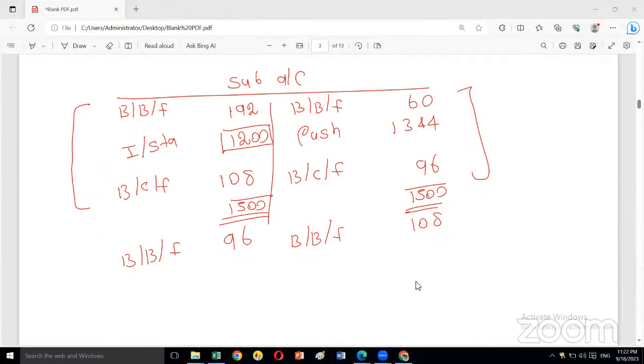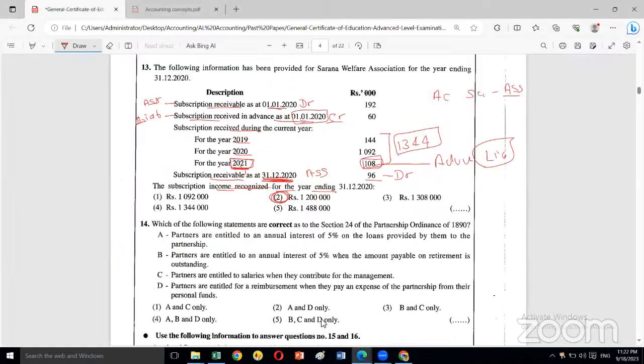Okay, done. Okay, so now I'll explain the next question. What is the next question? They are asking question number 14.